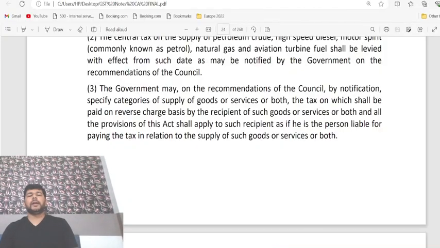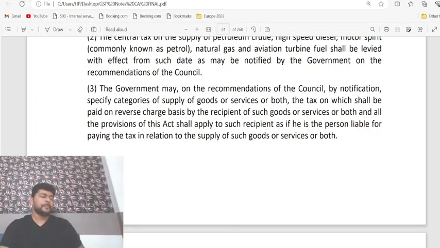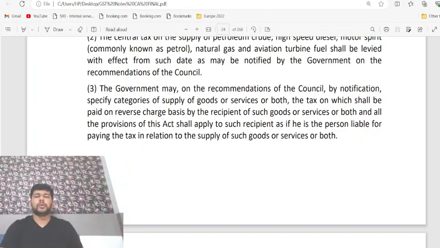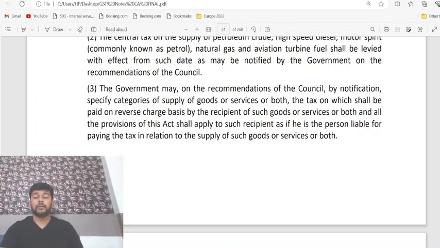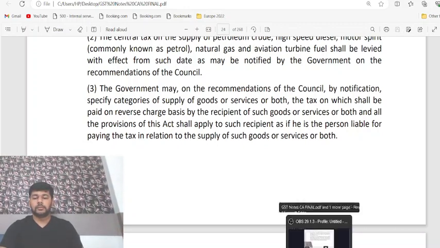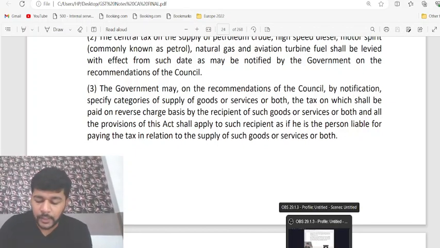So, in the last lecture we covered the primary discussion on this particular section 9 subsection 3, wherein we discussed the reverse charge. Although we did not really discuss it in depth, we now have to continue on this particular section.